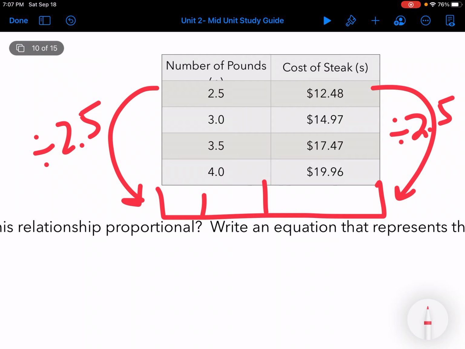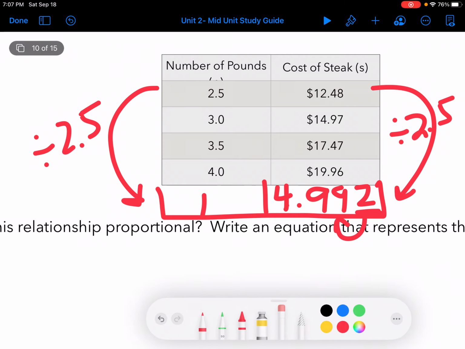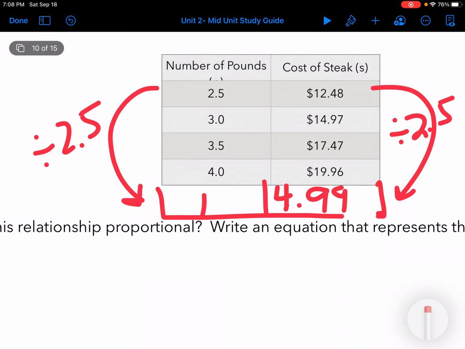So in my calculator, 1248 divided by 2.5, and I get 4.992. Well, I know the 2 tells the 9 to stay the same, because you can only have 2 places behind the decimal in money. So $4.99 per pound. Now I just have to check that and make sure it works.